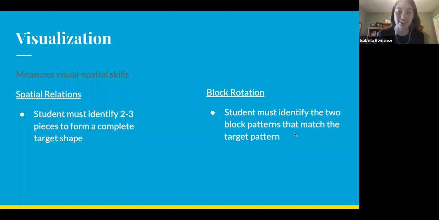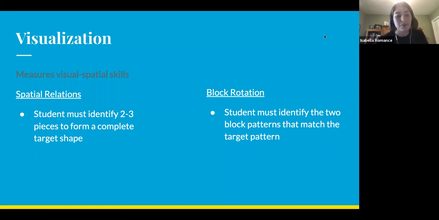So visualization is the last subtest that goes into the GIA, and this test is made up of 2 different tasks. The first one is spatial relations, and in this task, the student must identify 2 to 3 pieces to form a complete target shape. And in block rotation, which may sound similar, the student must identify 2 block patterns that match a target pattern. So these 2 tests are really looking at an individual's visual spatial skills.